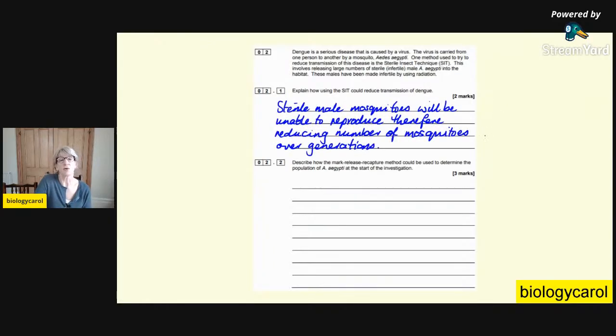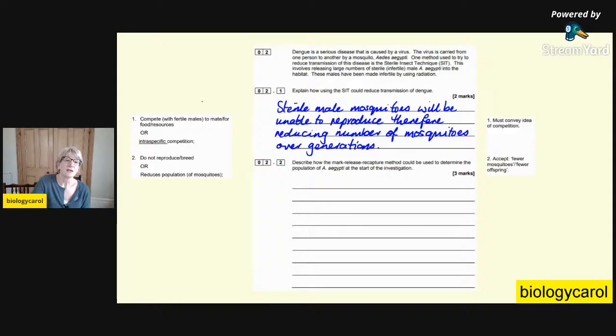So this is what I wrote. Sterile male mosquitoes will be unable to reproduce, therefore reducing the number of mosquitoes over generations, gradually dropping the numbers. Here's the mark scheme. And of course, I only got mark 0.2. I completely forgot about the whole competition thing with the non-infertile male mosquitoes. Hey ho, that was a bit silly. Again, a bit of a silly mistake.